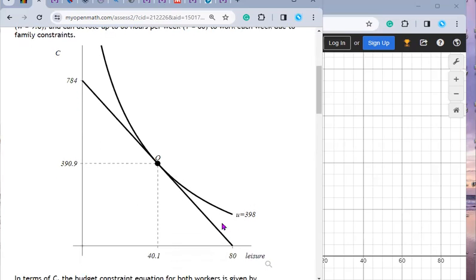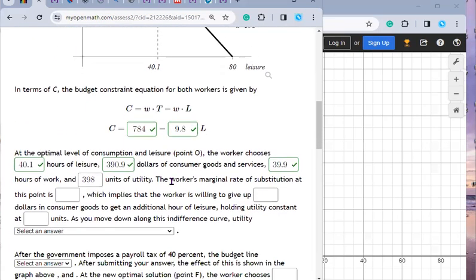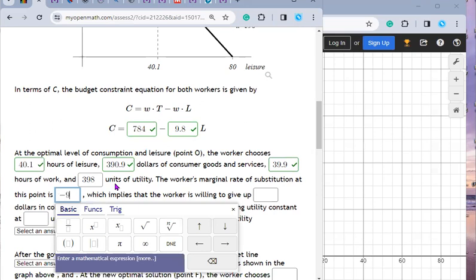Down here, the opposite is true. Consumption is scarce and leisure is super abundant. So this person is willing to give up very little consumer goods to get a little more leisure, right? Because leisure is not scarce. But at this optimal point, the slope of the indifference curve equals the slope of the budget line, right? If you focus in right here and ignore everything outside of this oval line drawing, then they look like a line on top of a line with the same slope. So the marginal rate of substitution is a negative 9.8, right?